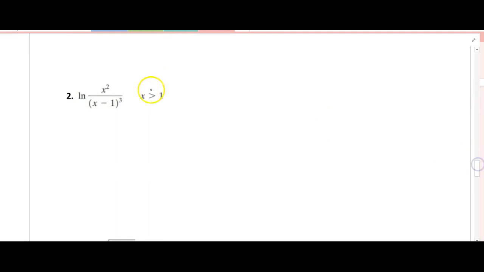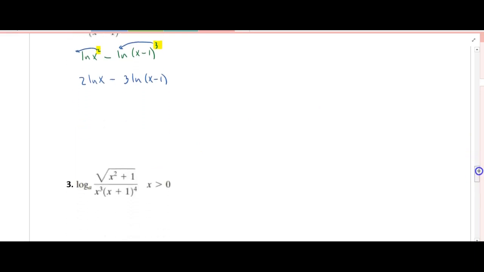All right, next one, natural log, I have division, so now this is going to be subtraction. So the natural log of x squared minus the natural log of x minus 1 to the third. But if I recognize I have exponents here, I know I have to bring those down and out in front. So this would be 2 natural log of x minus 3 natural log of x minus 1. And you are done.